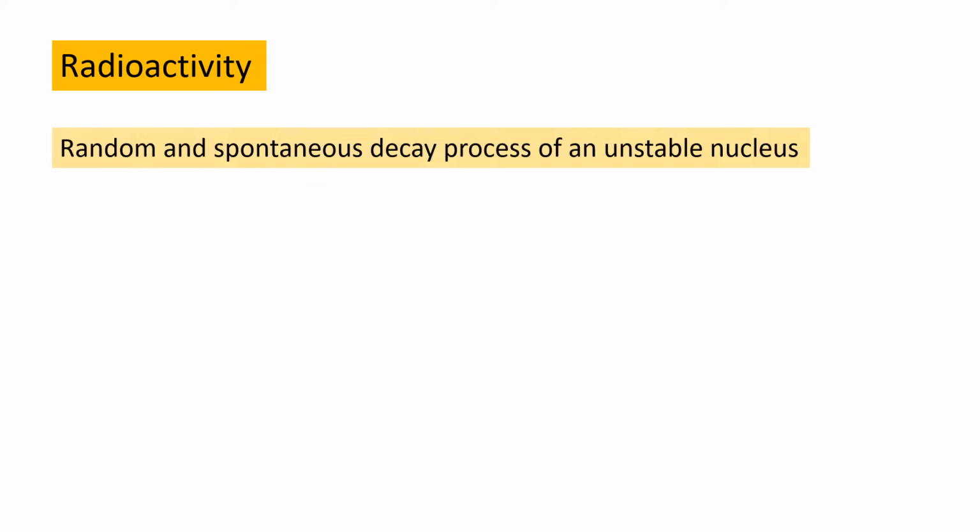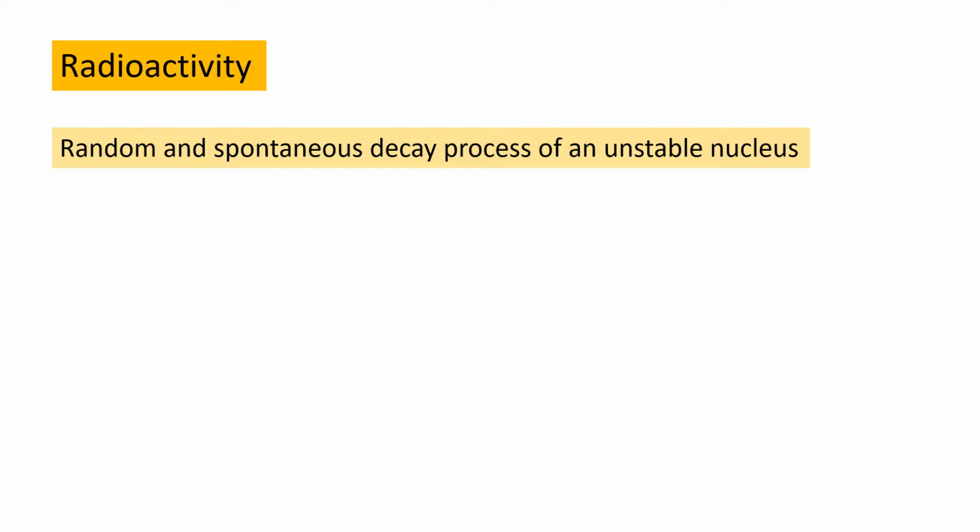Radioactivity. The official definition of radioactivity is the random and spontaneous decay process of an unstable nucleus. So what do you define as random? Random means the probability of happening is the same. So let's say there are two nuclei. They both have the same probability to decay.